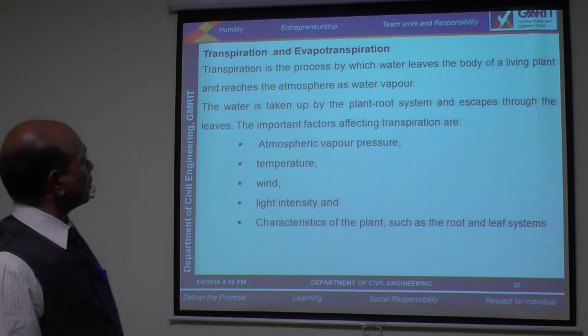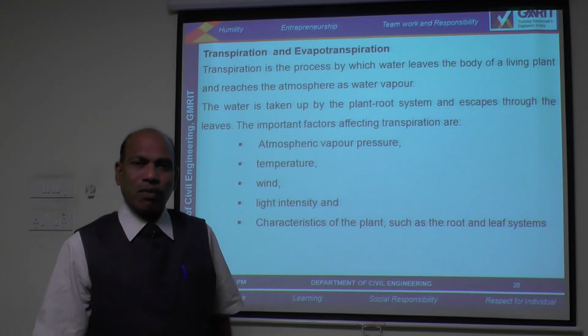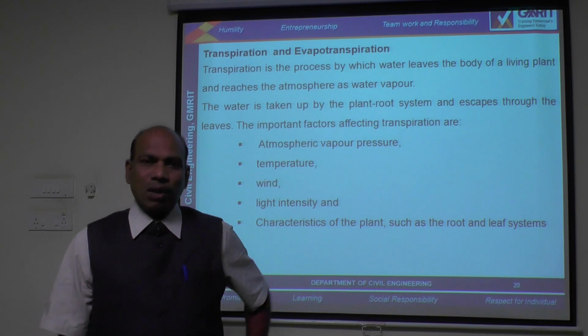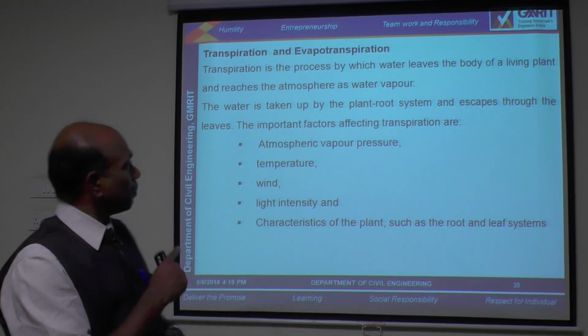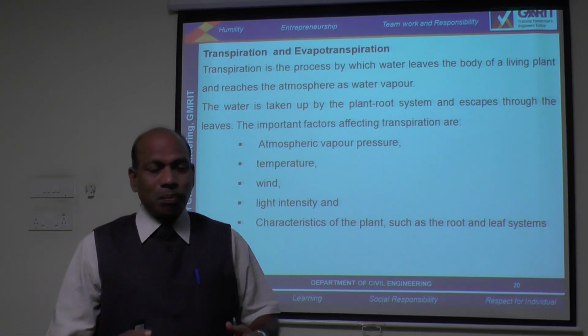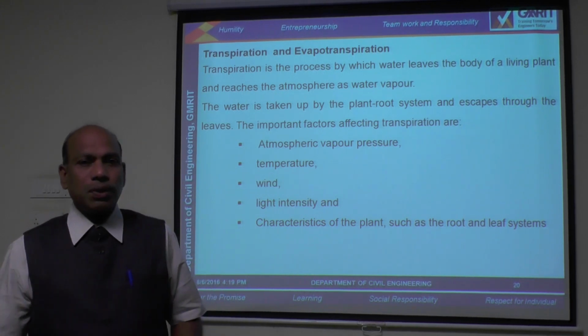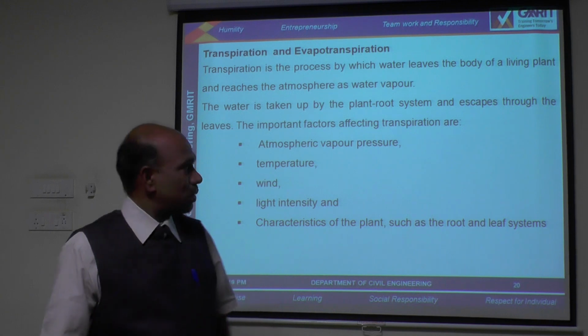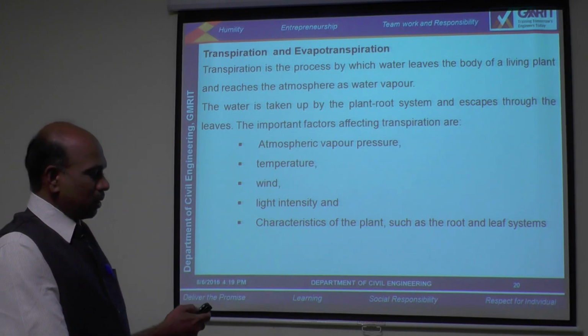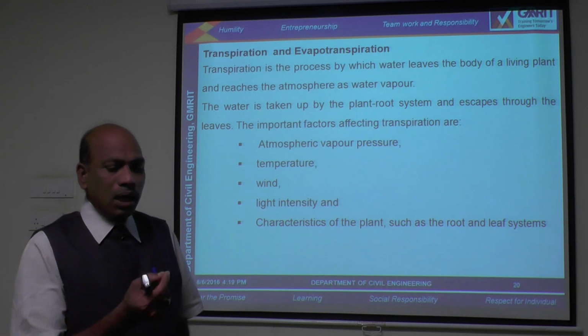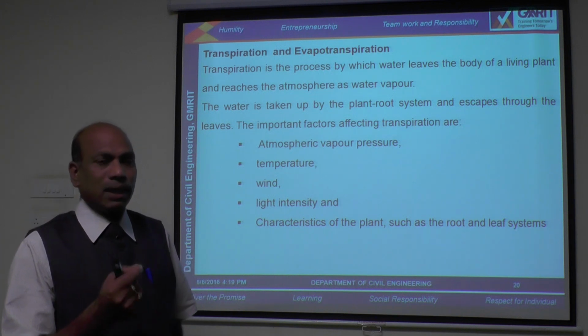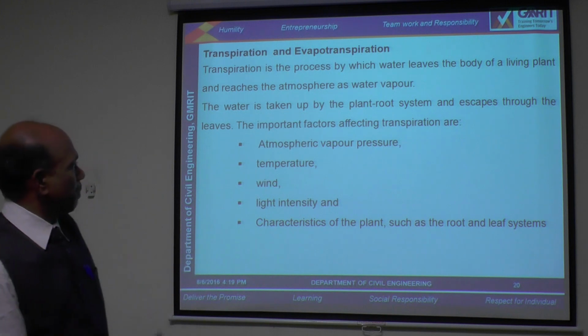Transpiration and evapotranspiration. Now we already discussed evaporation. Evaporation means the water evaporated from the moist soil and water bodies. Here transpiration is the process in which water is lost from the leaves of the plant, through their pores. That means the water evaporated to the atmosphere through the leaves, the pores of the plant, that is known as transpiration.